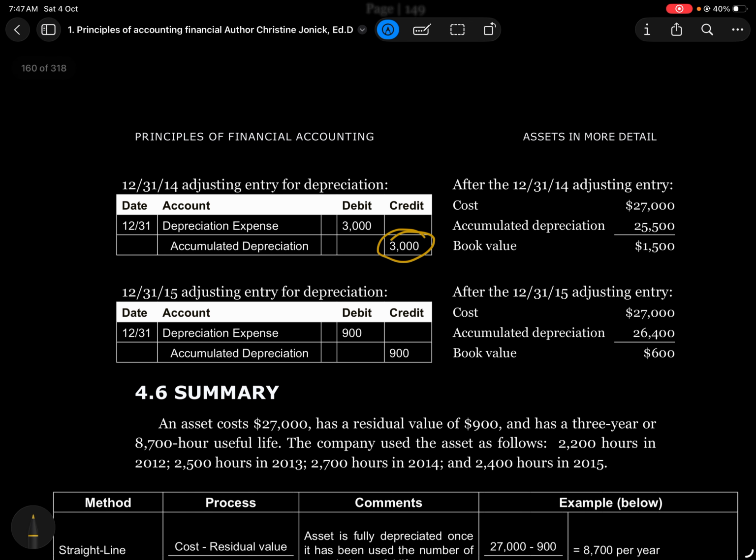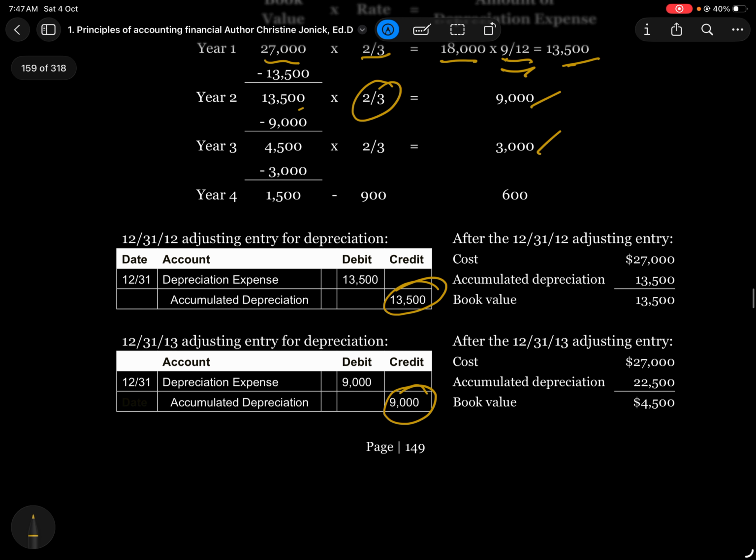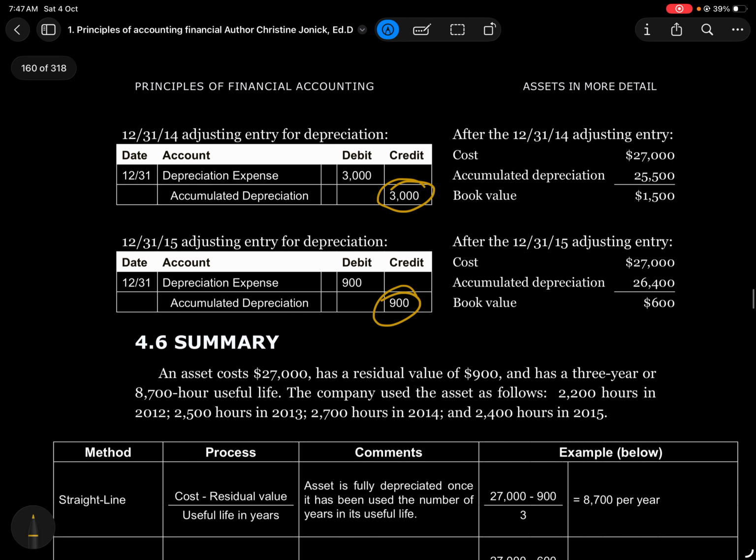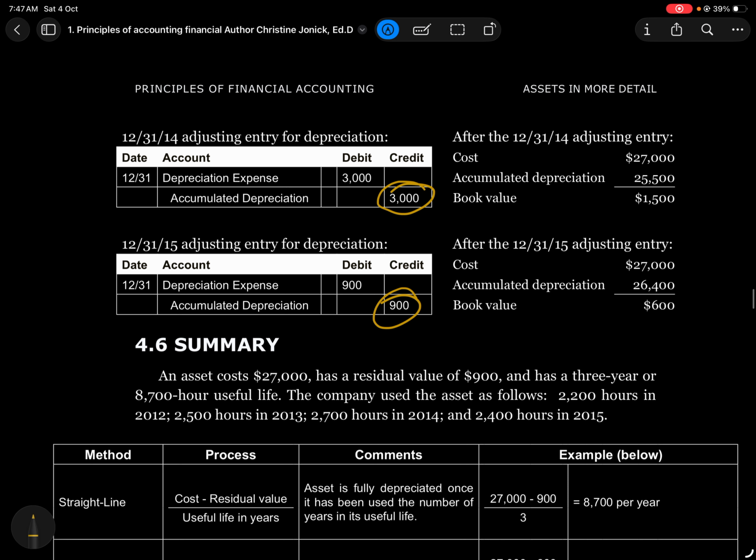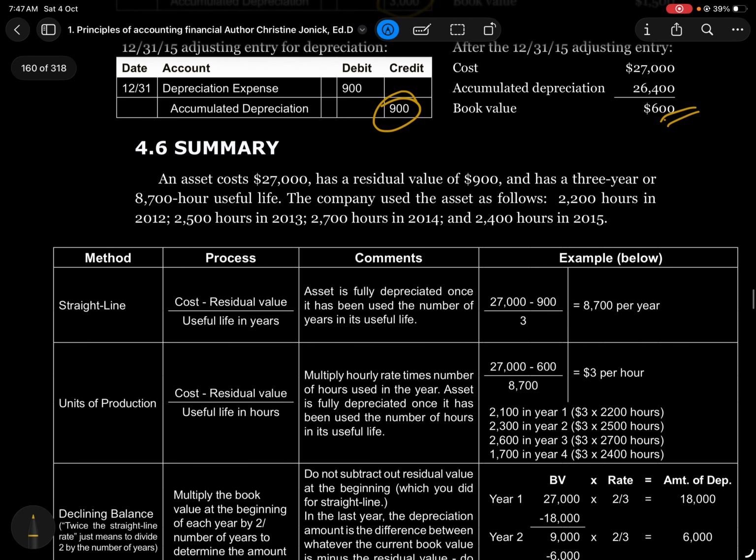And in the last month, we have to record 900 as the expense. We can record that, right? At the end, we can have a book value of something, right? So it could be there.